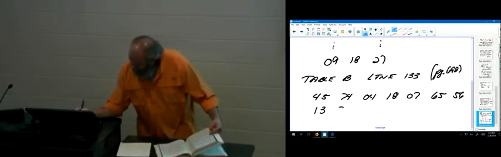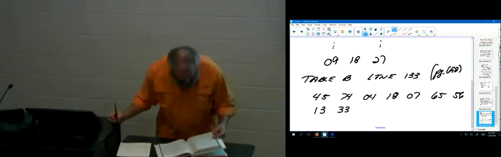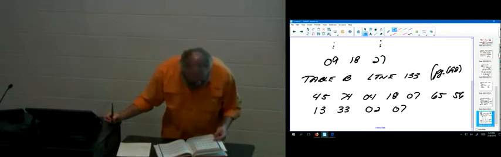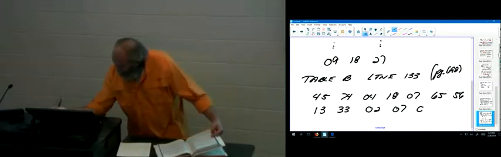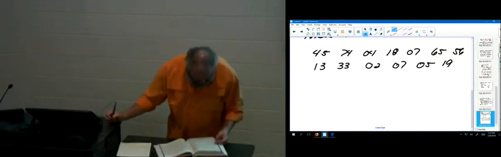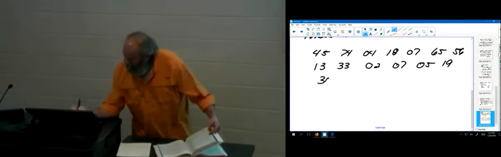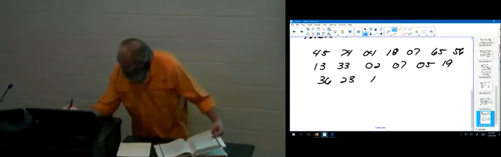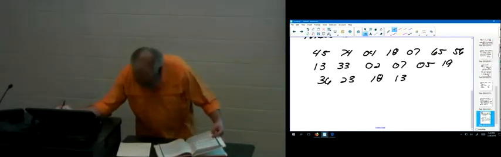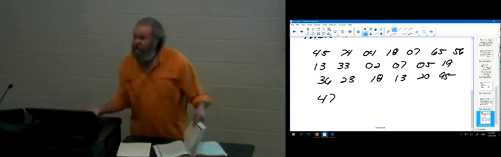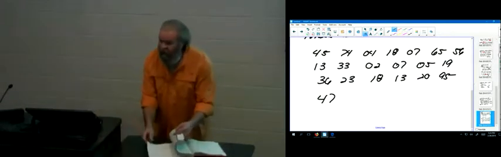13, 33, 02, 07, 05, 19, thank you, 23, 18, 13, 20, 95, 47. So all I did was I went all the way across row 133 and I read them as pairs, right?